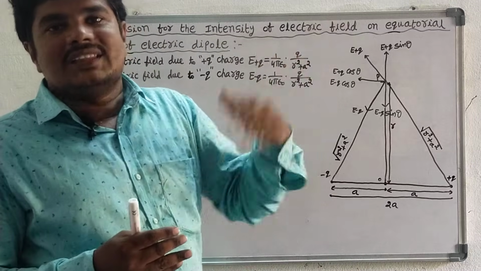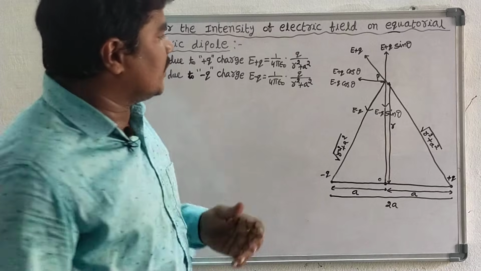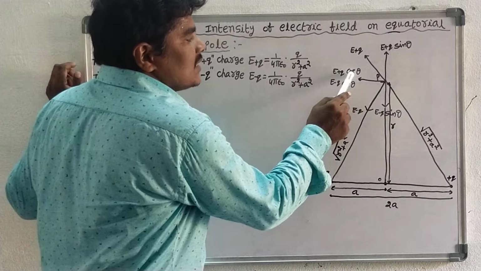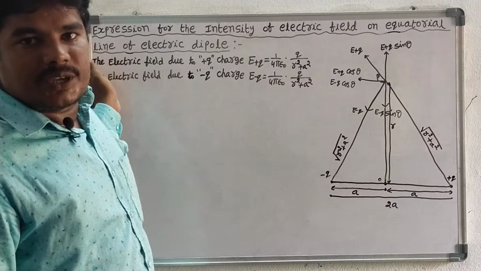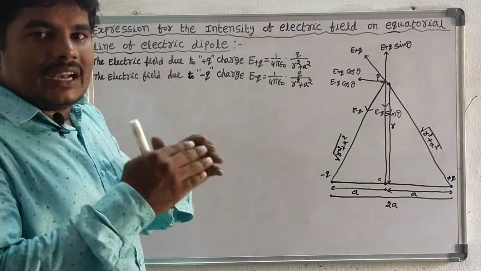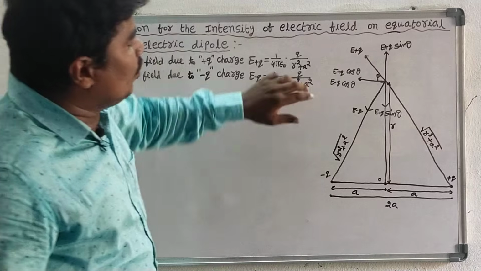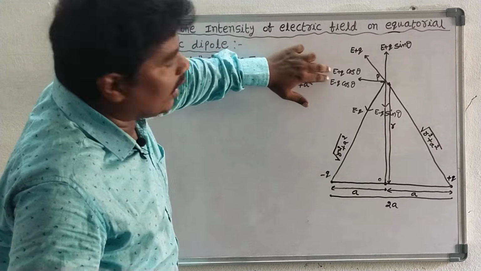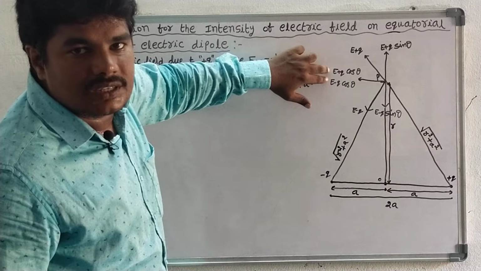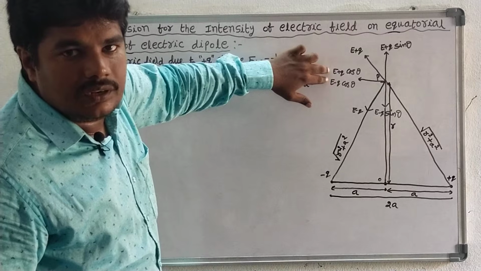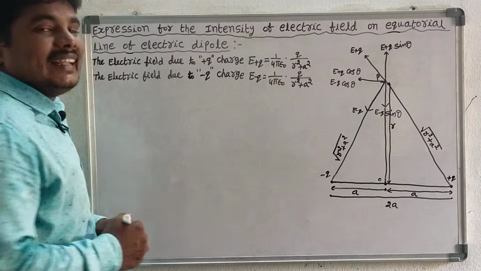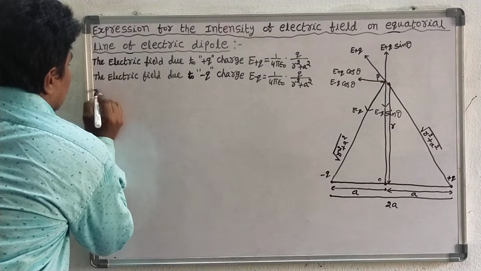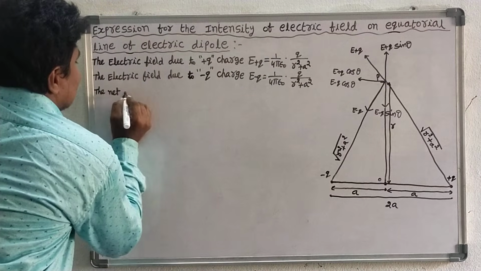That's why they cancel with each other. E plus Q cos theta and E minus Q cos theta are in the same direction. So to get the net electric field, we add these two components. Why? Because these two are in the same direction. So when we add these two components, we get the net electric field.